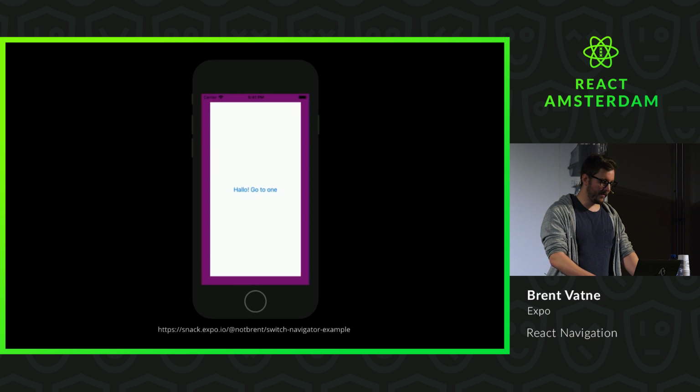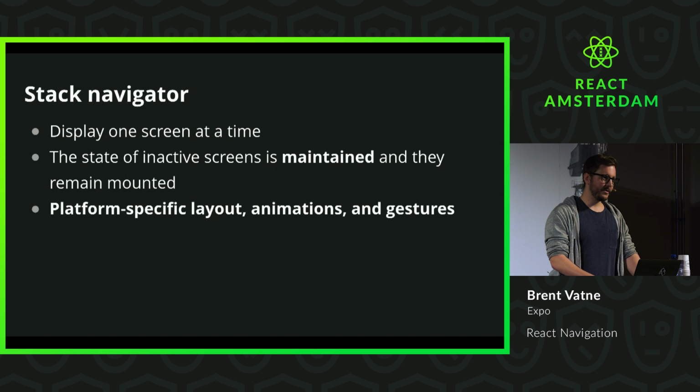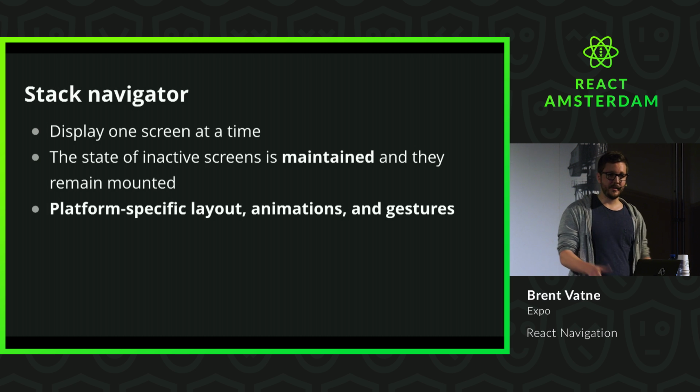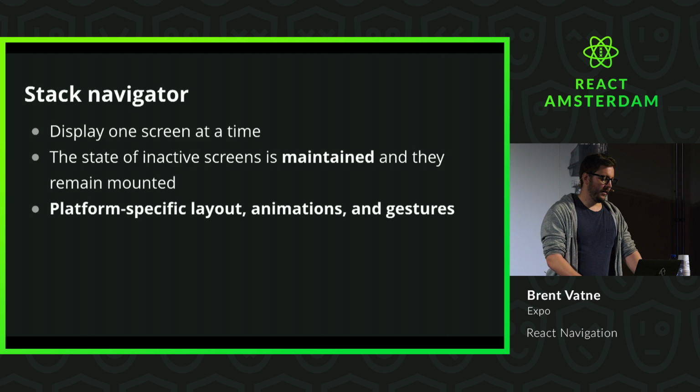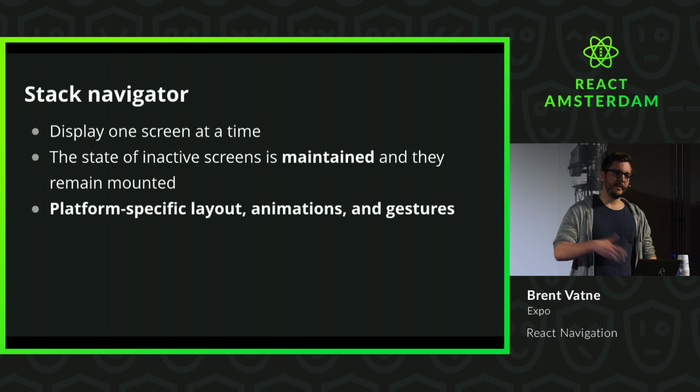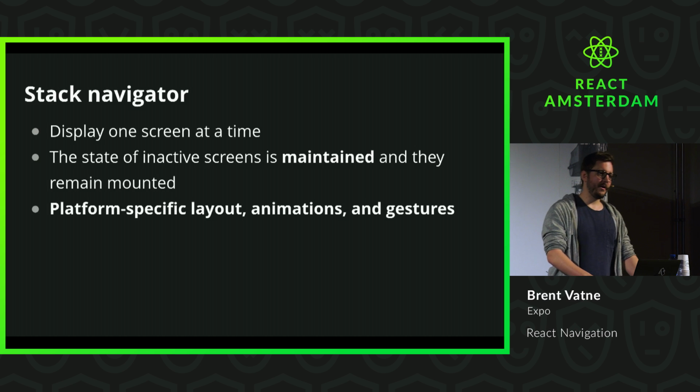So first, let's look at one of the more interesting kinds of navigators, which is the stack navigator, which is probably one of the most commonly used navigation patterns in any app, really. What the stack navigator does is it displays one screen at a time, similar to a switch navigator, but the inactive screens are maintained. Their state is maintained. They are not unmounted. And the screens, as they become visible, usually animate in some way on top of the now inactive screen. And it usually comes with some platform-specific UI, like headers, gestures so you can swipe to dismiss, and that sort of thing.